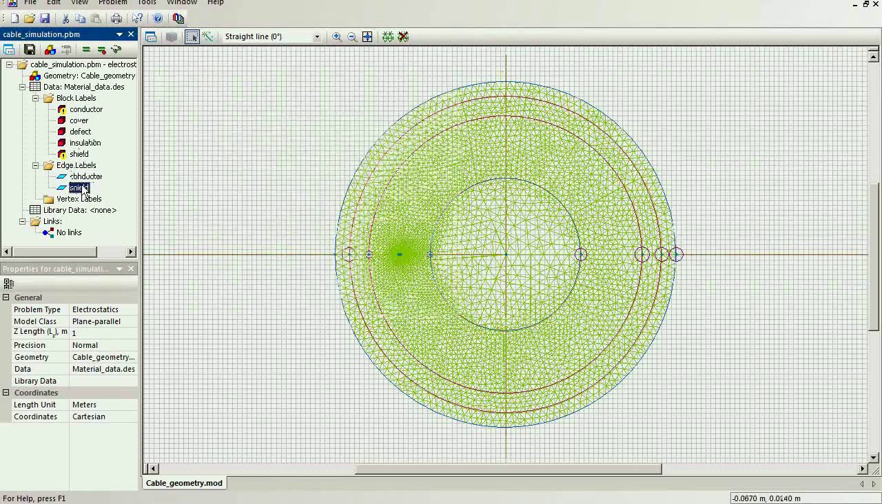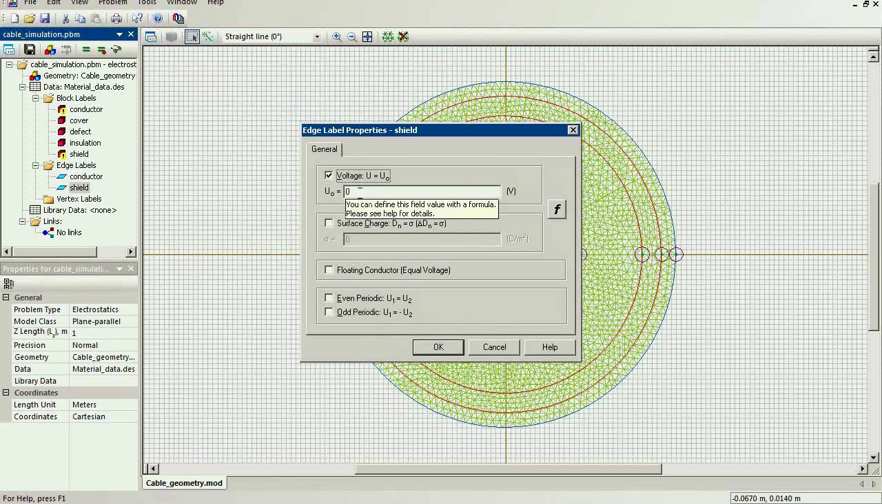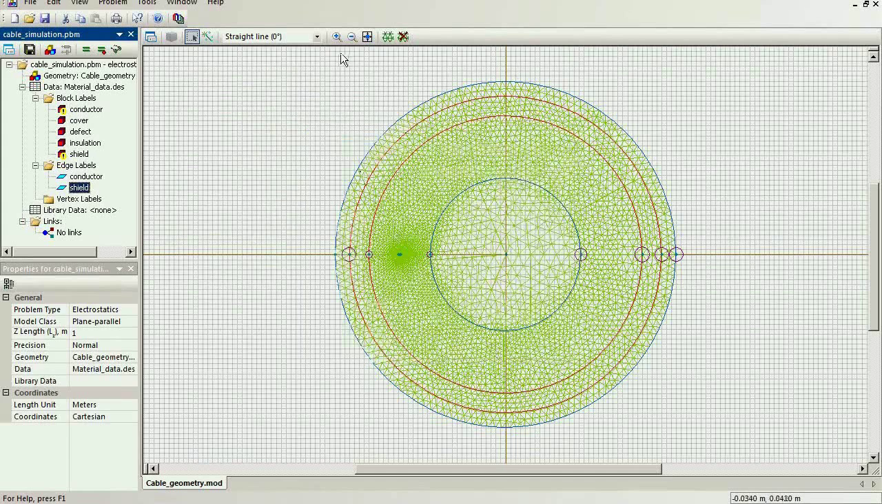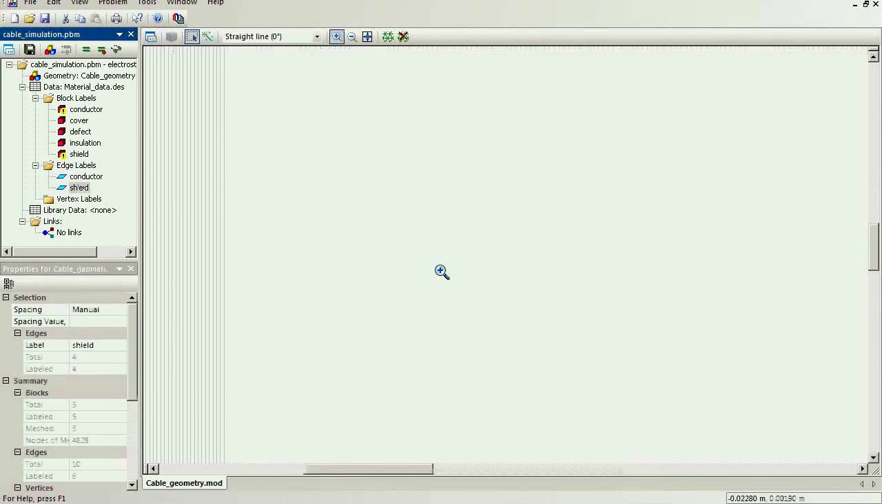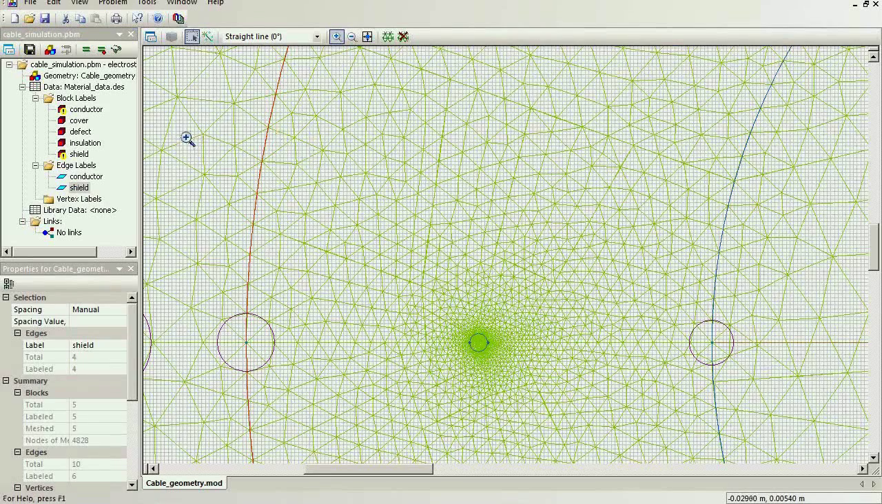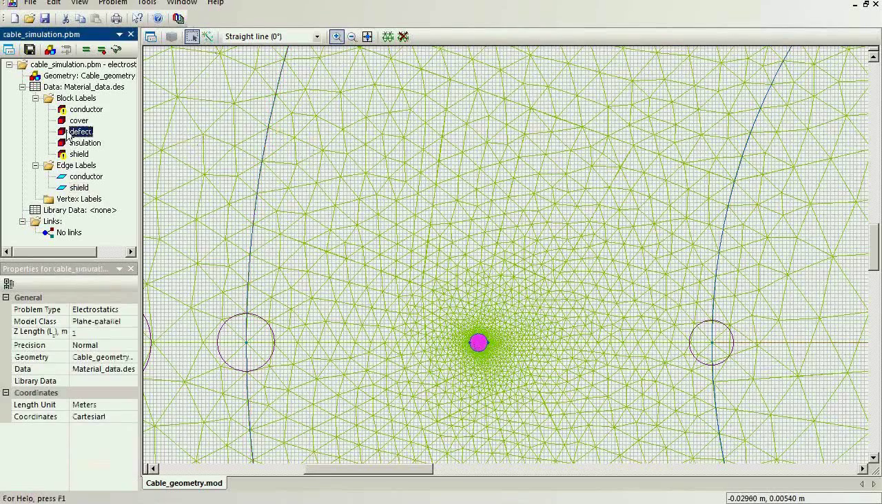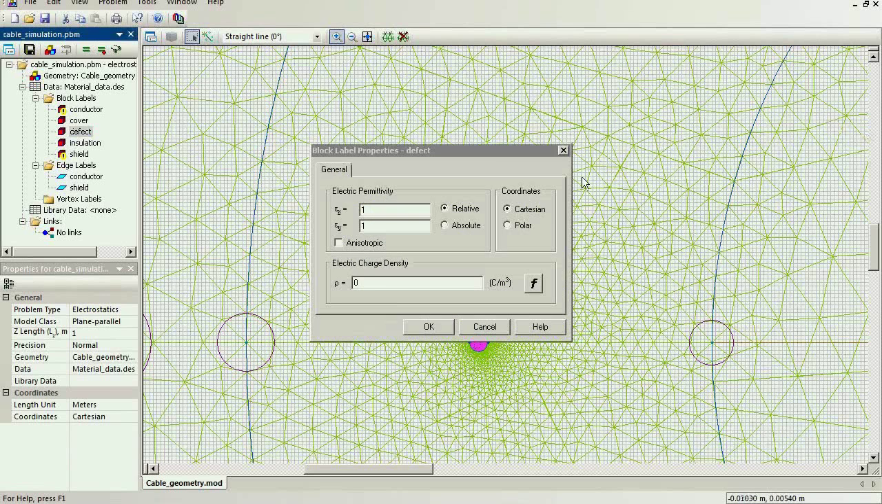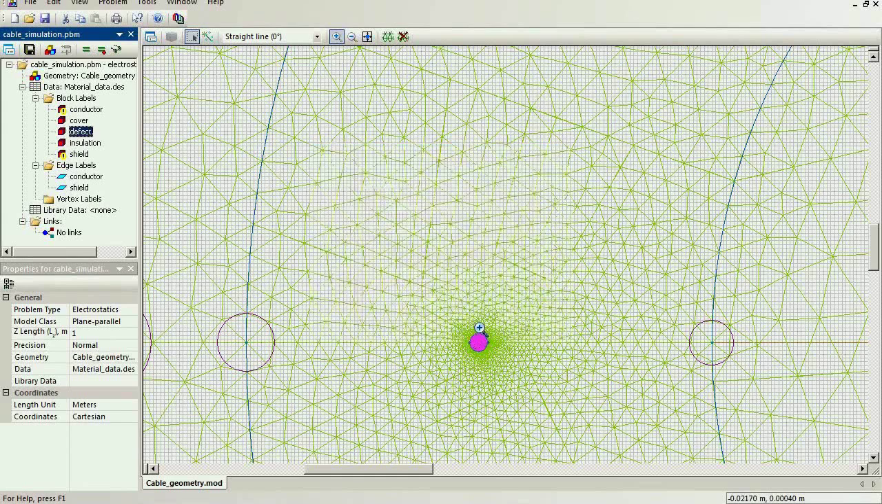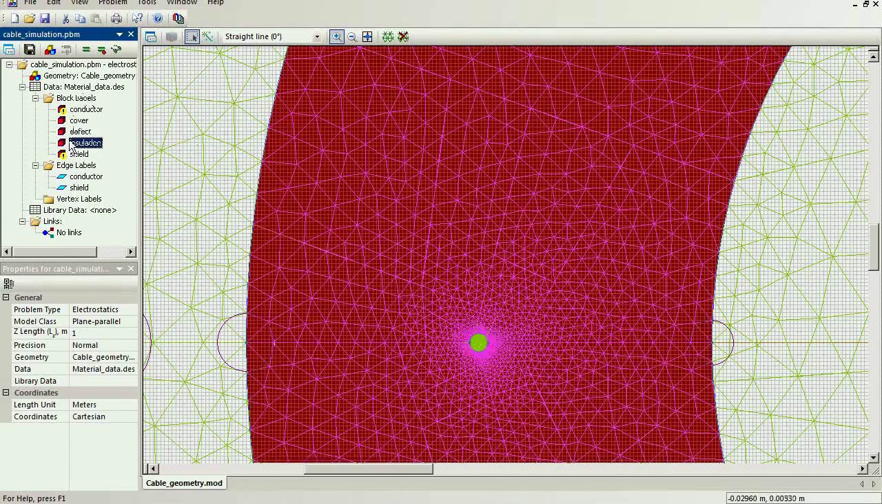So the conductor has electric potential of 110 kilovolts. And the shield is grounded. It has zero electric potential. And in the insulation, I added the small defect. Now the first case, let it be the air gap inside the insulation.